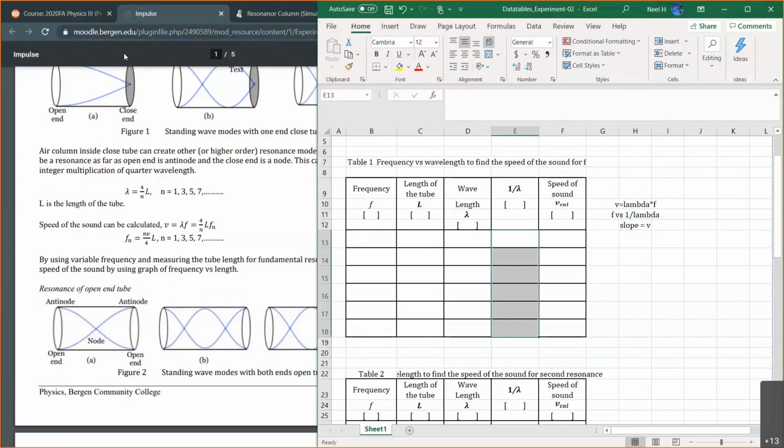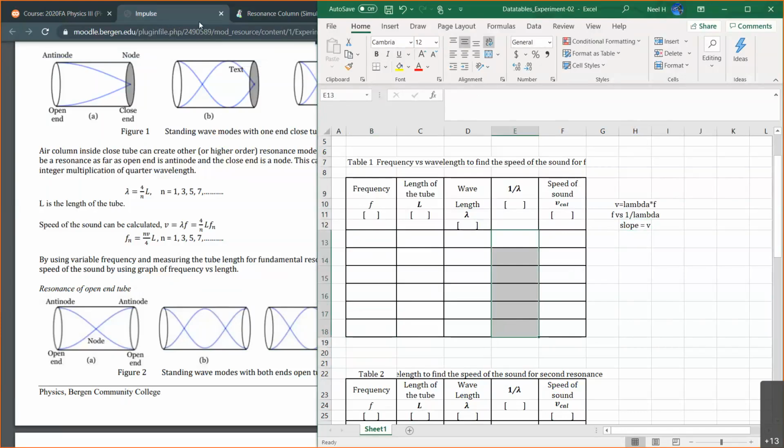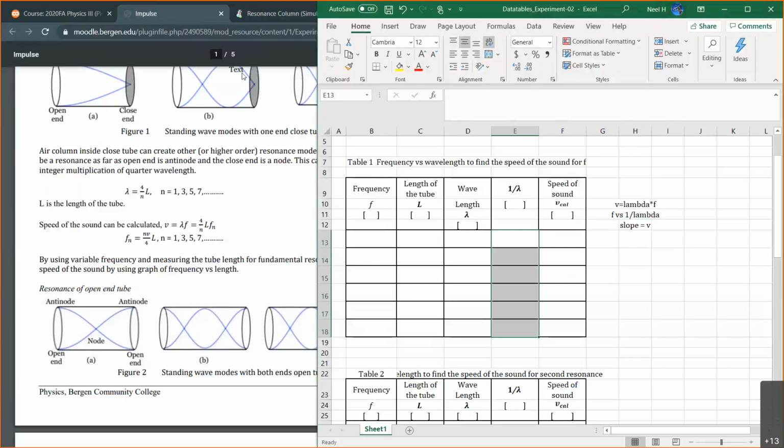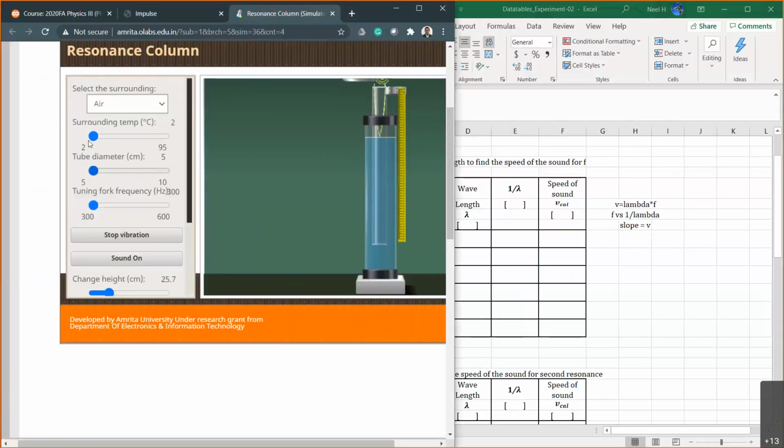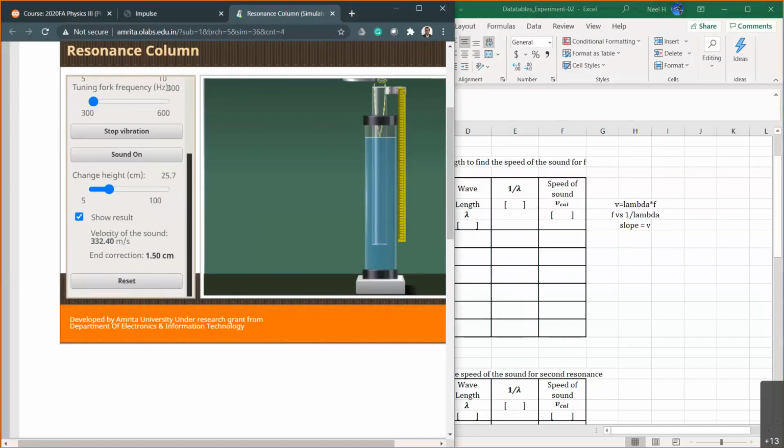The expected speed of sound you can find on the simulator. That's usually about 331 at 0 degrees, and we have to do the temperature correction. If I get this number directly from here, the temperature correction will be done automatically. This is very close to 0 degrees Celsius. Let's take a look at the number. See, that is about 332. At 0 degrees, it's about 331. Okay, correction.